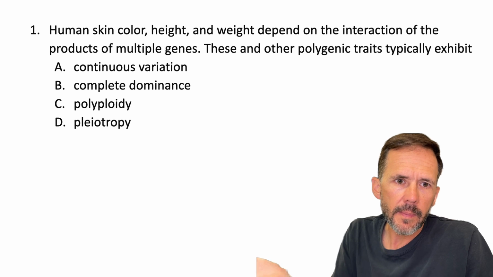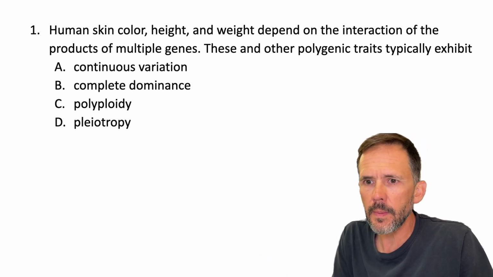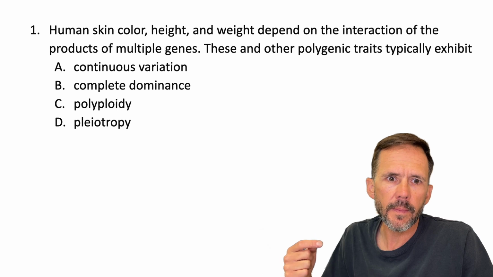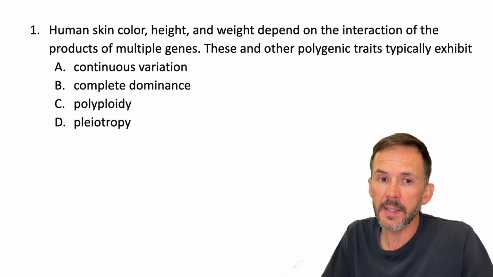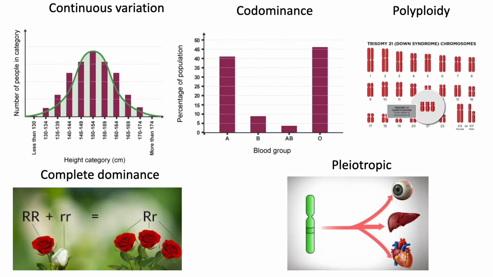So at this question here, it's continuous variation. Most phenotypic outcomes from genetics are complicated. Many genes are involved in certain processes with a phenotypic outcome, and because of that complexity, there's going to be variation. There are a lot of genes involved in things like skin color and height, of course. So this is going to be continuous variation.